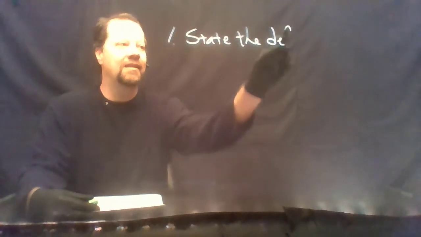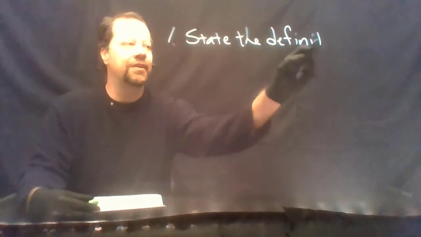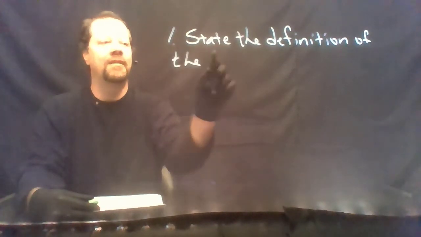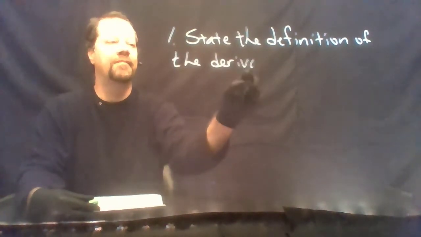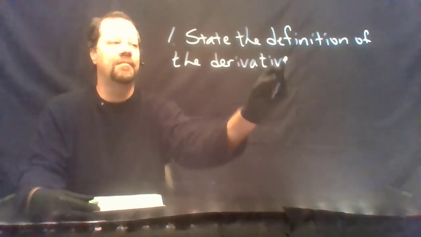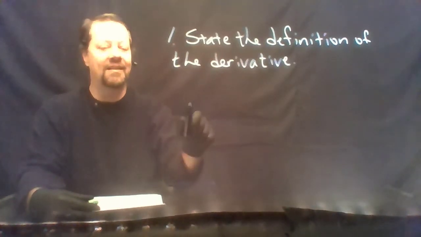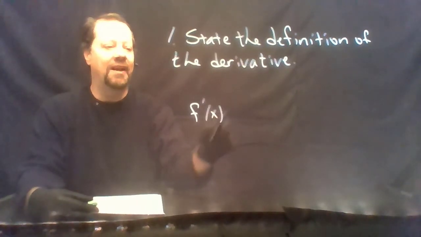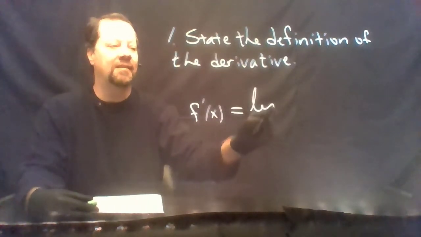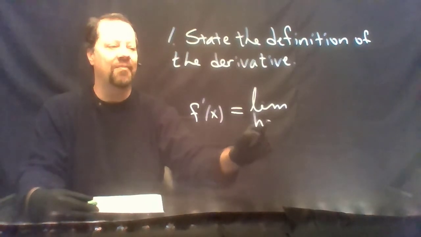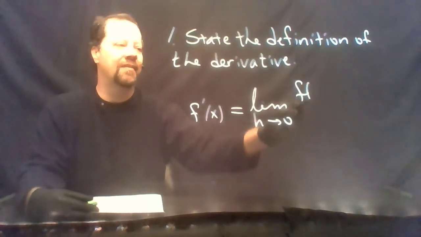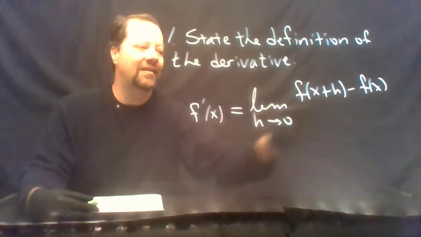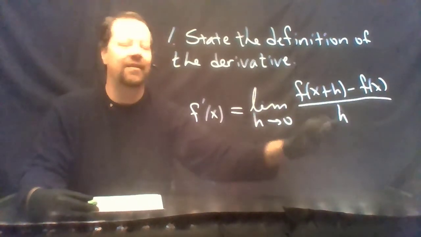State the definition of the derivative. I want you to state it like this. f prime of x is the limit as h goes to 0 of f of x plus h minus f of x all over h.